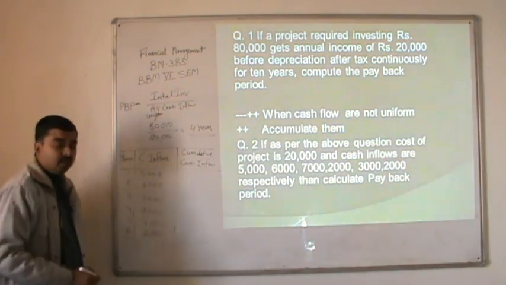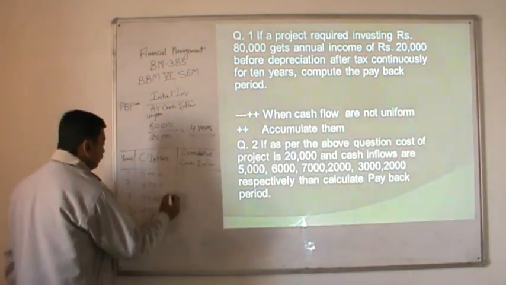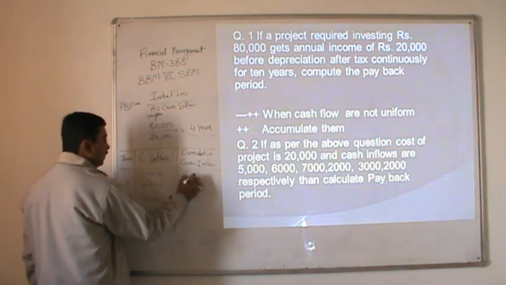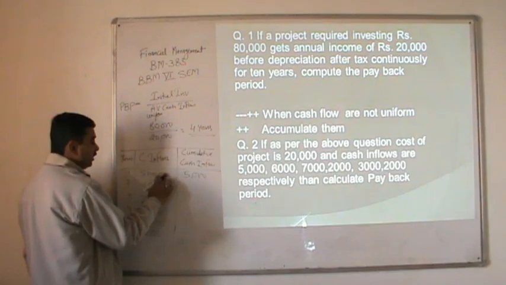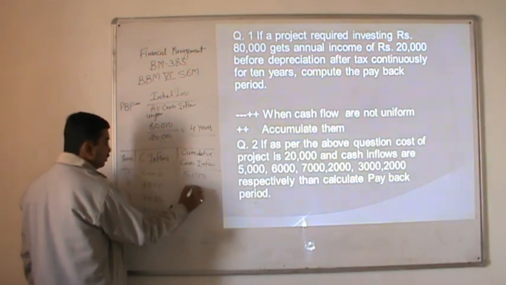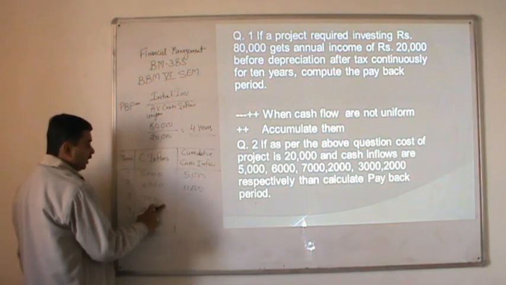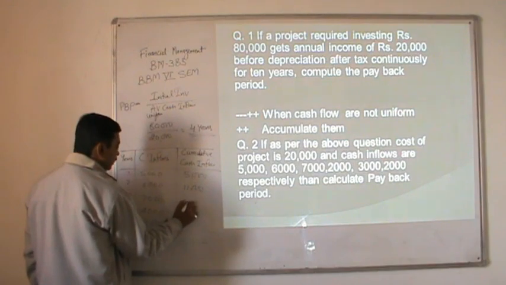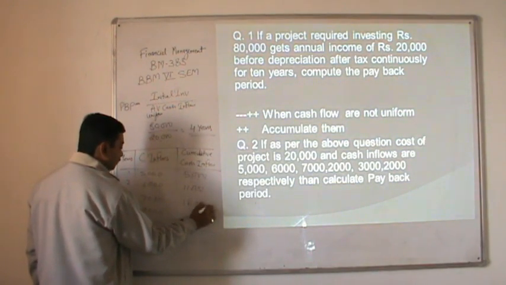So now we calculate the accumulation with the help of the first year. In the first year we are getting only 5,000. In the second year we are getting 2 years' profit, so 5 plus 6, 11,000. In the third year we are getting 5 plus 6 plus 7, so 11 plus 7 is 18,000.